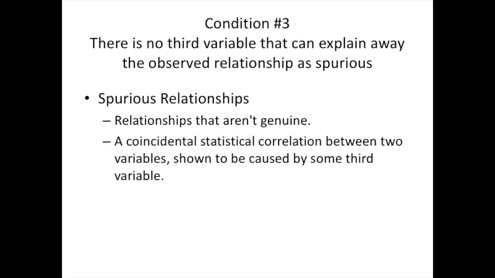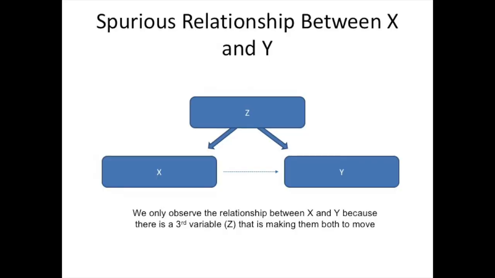Spurious means that something is fake, that there is a coincidental statistical correlation between two variables that is caused by some third variable. Let's say we observe that X and Y are related, but we find out that there is a third variable that is causing both X and Y, in this case, to move. Let me give you an example. And this is a true story.